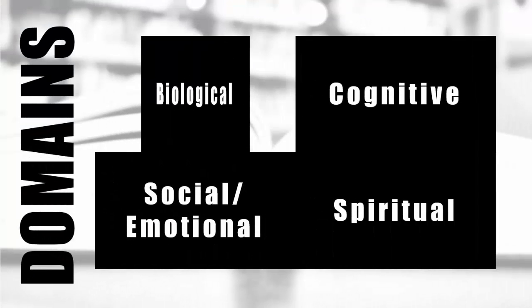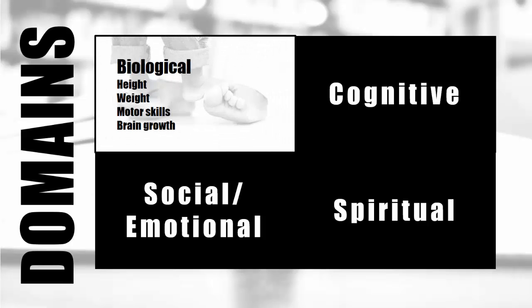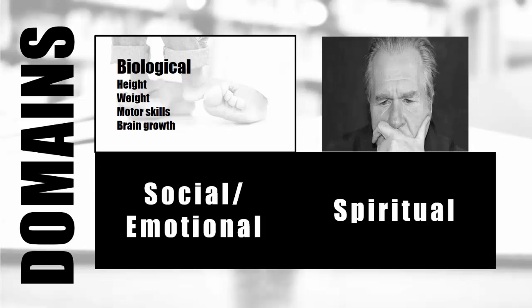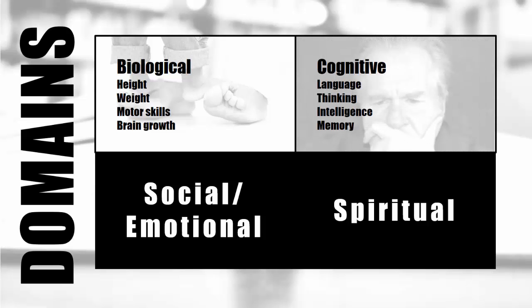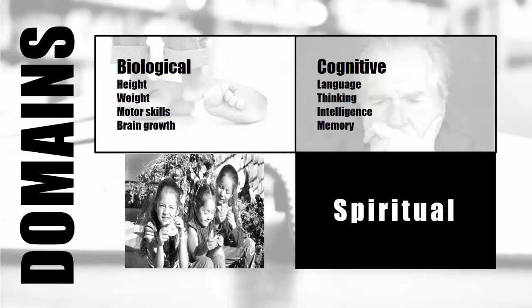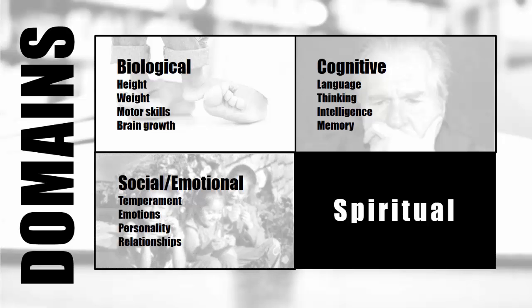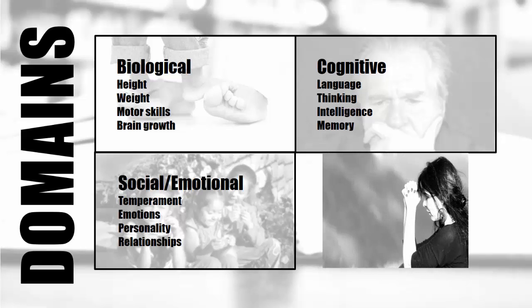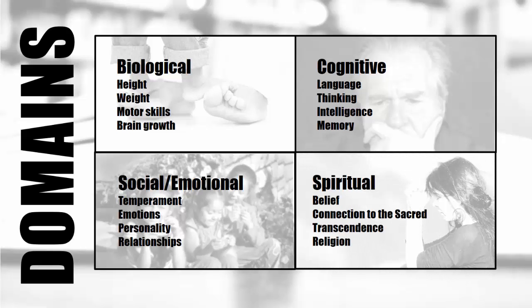The biological domain covers physical changes within the body like height, weight, motor skills, and brain growth. The cognitive domain looks at things like thinking, memory, intelligence, and language development. The social and emotional domain examines the way we change in temperament, personality, relationships, and emotions. Finally, the spiritual domain explores how belief, religion, transcendence, and a person's connection to God impacts their development.